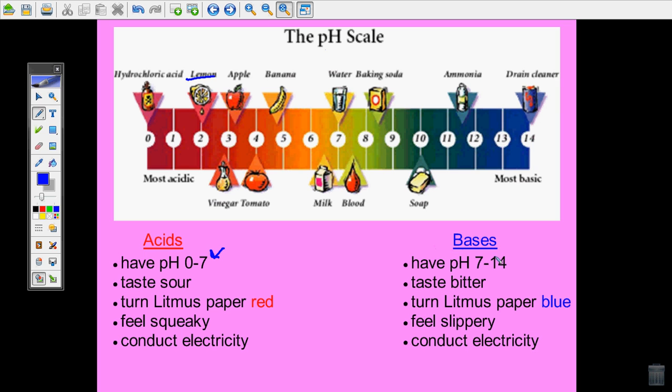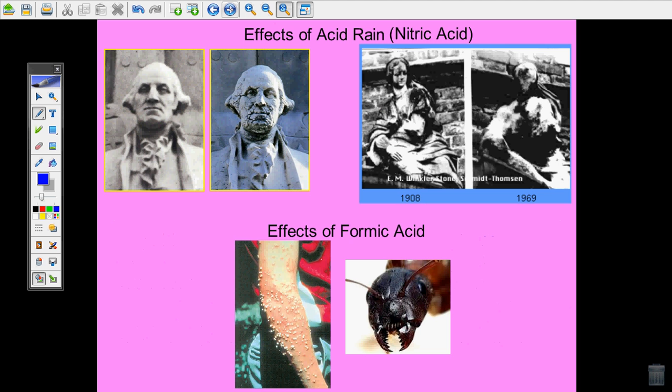Bases have a pH of 7 to 14. Well, 7 again is neutral. Anything above 7. They taste bitter. They turn litmus paper blue. They feel slippery, and they also conduct electricity, because both of these dissociate into ions, and that's what makes an electrolyte. Alright, here's some effects of acid rain.